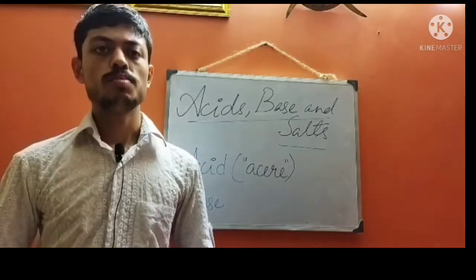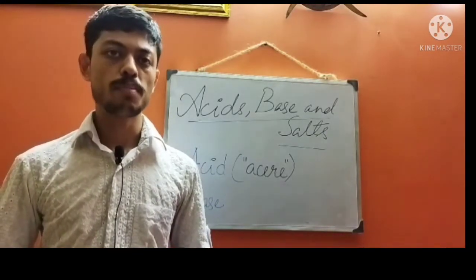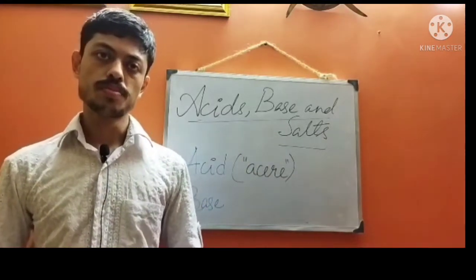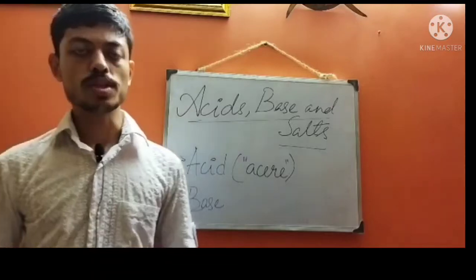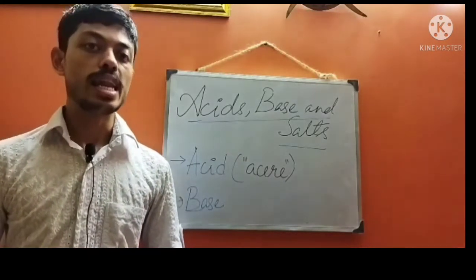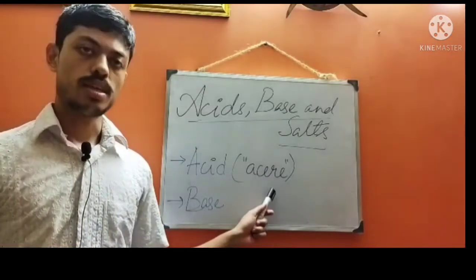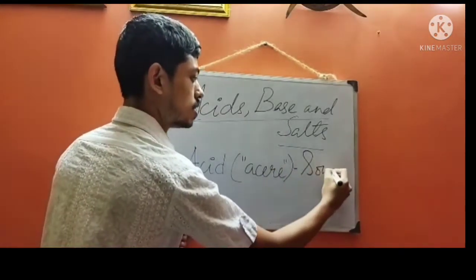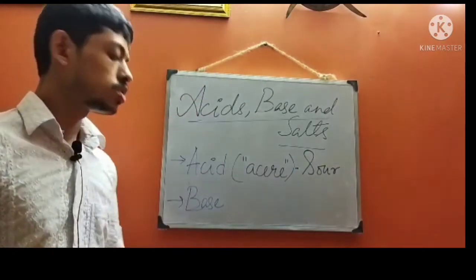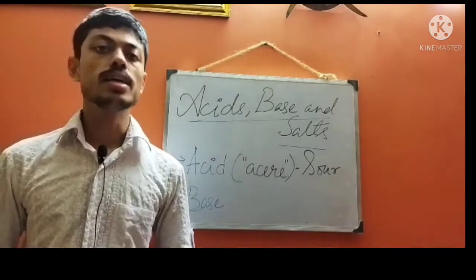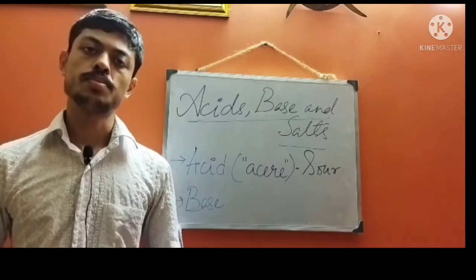This video is based on the revision of your chapter Acids, Bases and Salts. So students, what are acids? The word acid has come from a Latin word called acer. Acer means sour. So acids are those substances which are sour in taste.